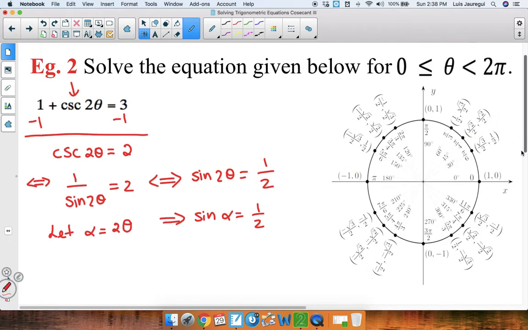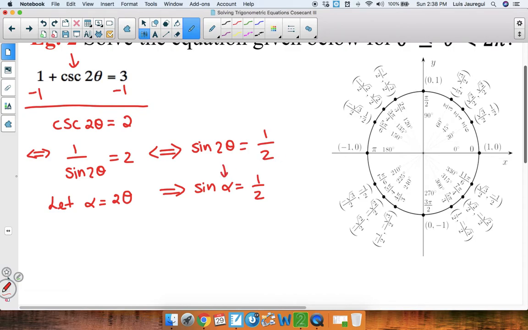In order for us to solve that one, we want the angles alpha that will have a y-coordinate of 1/2. So we take a look at the unit circle here, and we look for any point that has a y-coordinate of 1/2. We notice this is one of the points, and the reflection across the y-axis is another point. So we get from here that alpha could be either pi over 6 or 5 pi over 6.